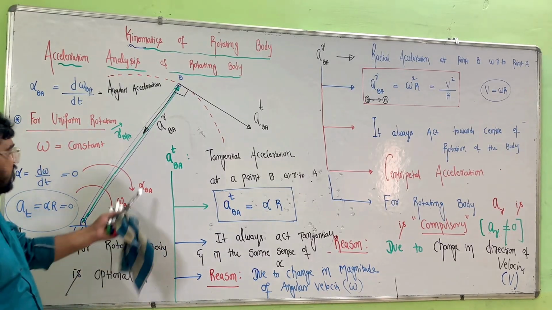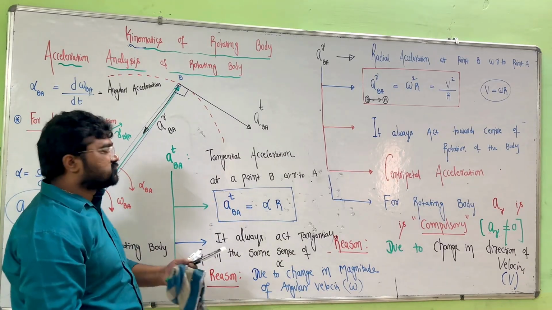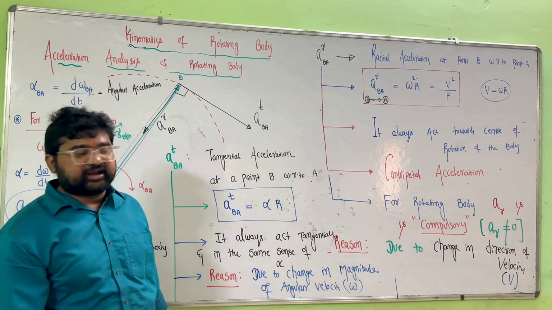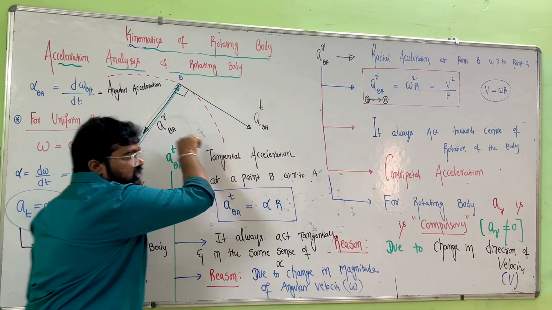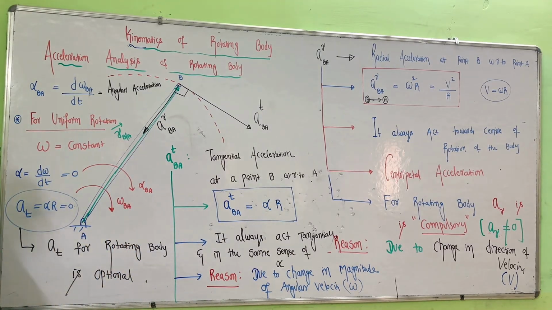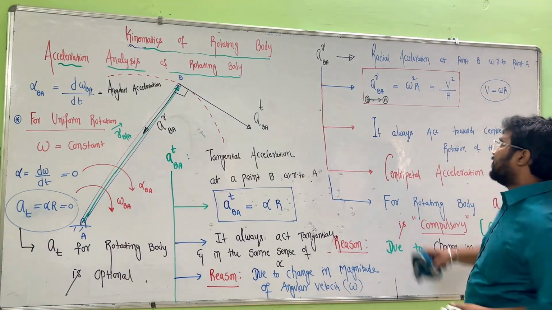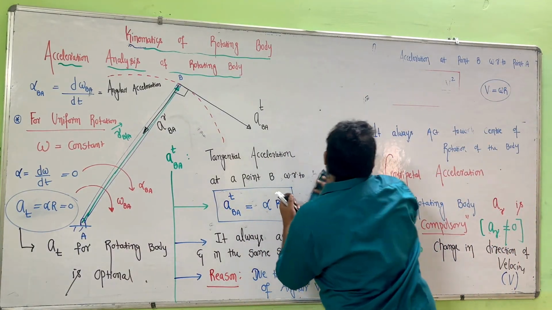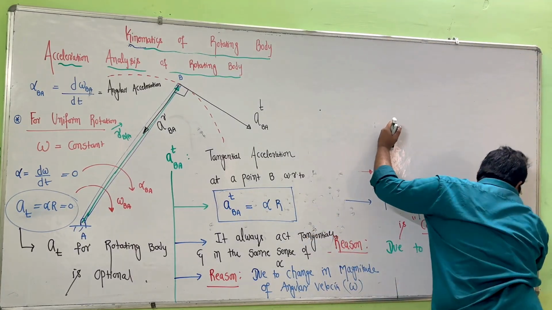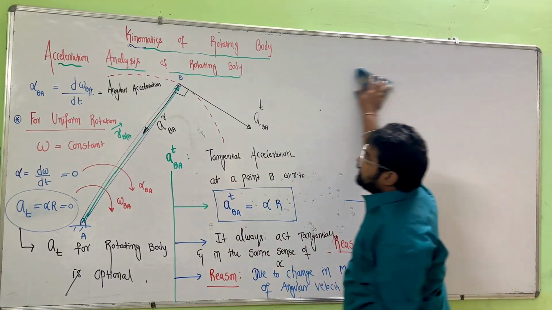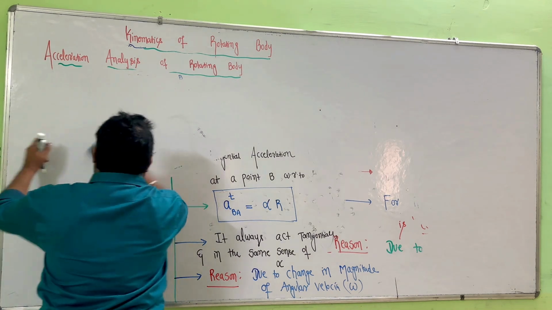Here, tangential acceleration, this is the magnitude. It always acts tangentially, which is why the name is tangential acceleration, in the same sense of alpha. So tangential acceleration is optional. This part is done. Now write down the same way. Now I am interested in the vector approach: acceleration analysis in the vector approach.